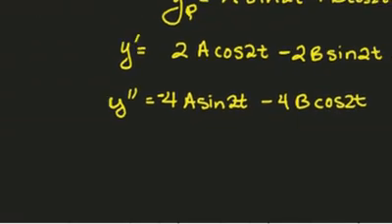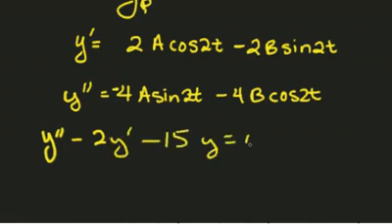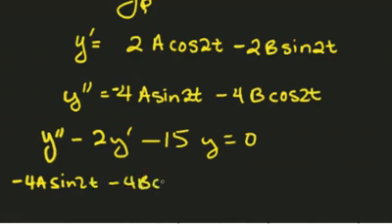Then we plug into our differential equation. If you remember, the differential equation was y double prime minus 2y prime minus 15y equals 0. So if I plug it in here, I'm going to get a negative 4a sine 2t minus 4b cosine 2t, that was the second derivative. Then we do minus 2 times y prime, which is 2a cosine 2t, this term right here.